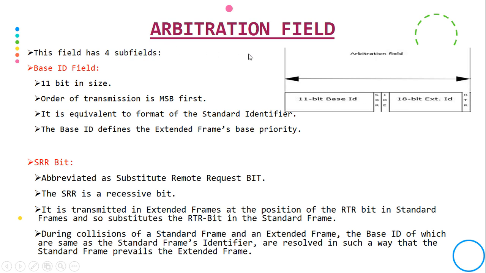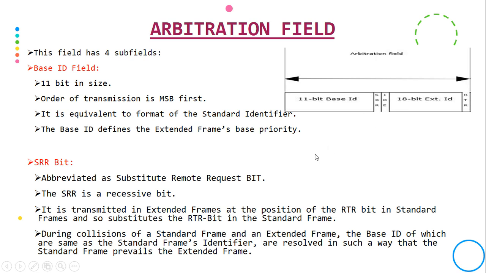So coming to the extended frame format's arbitration field, this field has 4 subfields. Base ID field, this is the base ID field. It is 11-bit in size. The order of transmission is MSB first, and it is equivalent to the format of the standard identifier. The base ID defines the extended frame's base priority.